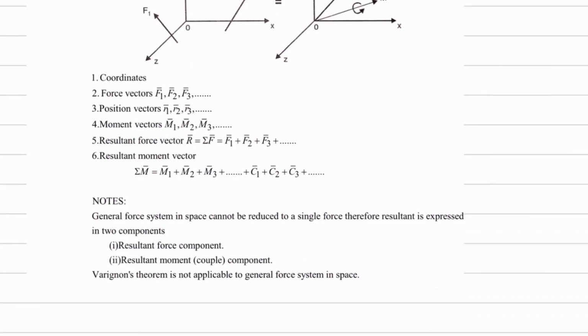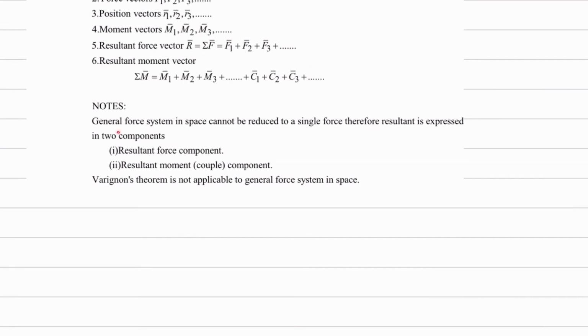Now here one important note you have to remember: general force system in space cannot be reduced to a single force. Therefore, resultant is expressed in two components. One is resultant force vector, that is resultant force component, and second is resultant moment couple component. Varignon's theorem is not applicable to general force system in space.